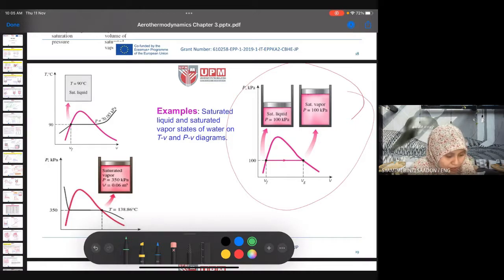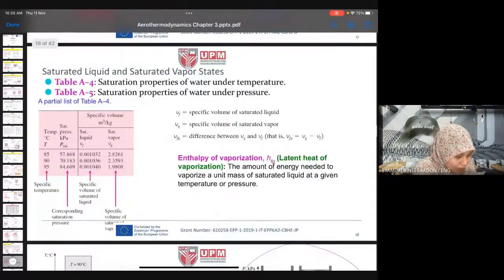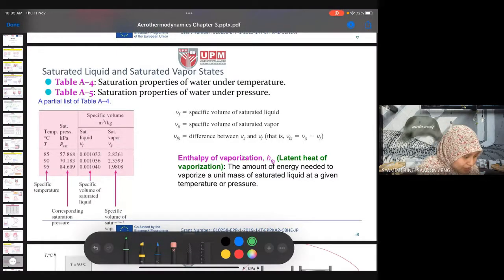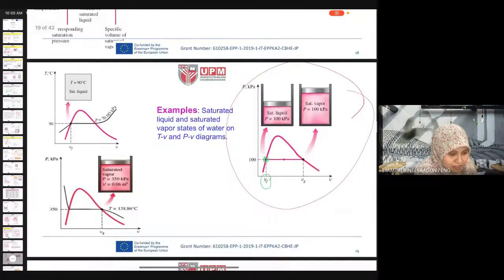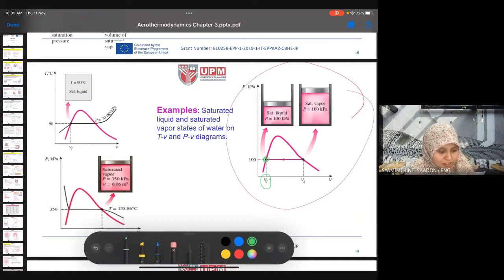Okay, so at 100 kilopascal, this point is saturated liquid. So we can read its Vf, the specific volume at saturated liquid. What we are reading here is the Vf at the saturated liquid in the diagram. So that is what it means. Vg is the specific volume for saturated vapor.